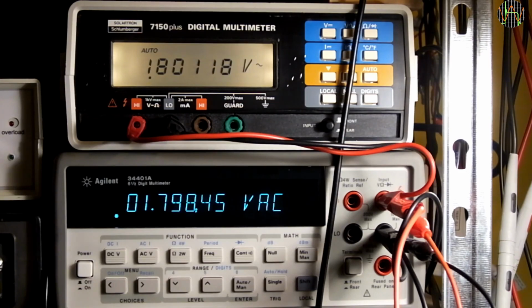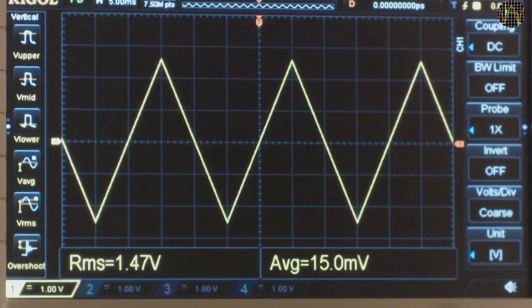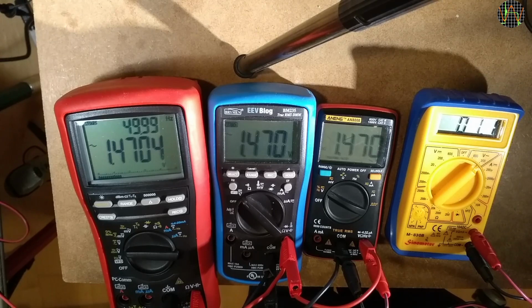To try something more fancy, here's a nice triangular wave with V peak of about 2.5 volts and the scope claims an RMS of 1.47 volts. All three True RMS meters agree with the scope and show the same 1.47 volts RMS.